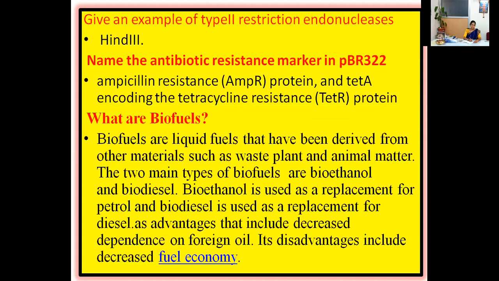Next question here. Give an example of a type 2 restriction endonuclease. Hint: 3. Type 2 restriction enzyme example can be EcoRI. Next: name the antibiotic resistance marker in pBR322.